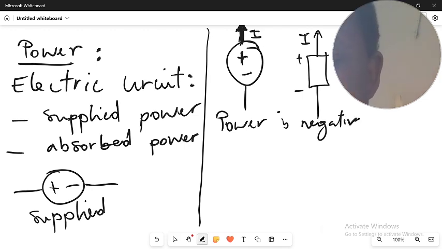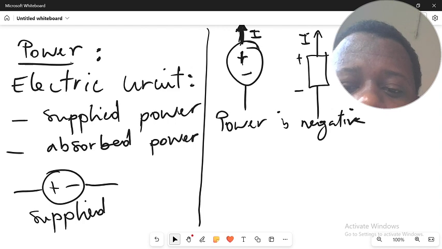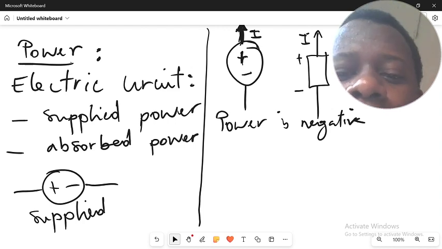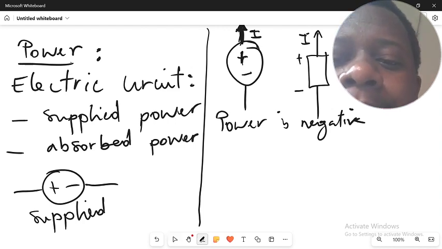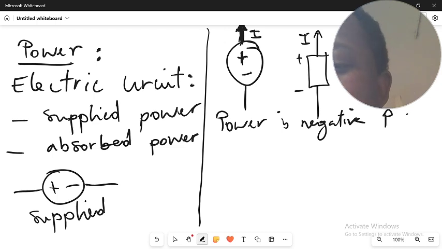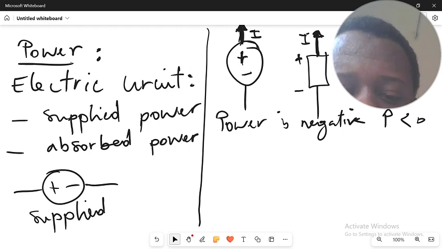The power is going to be negative. Why? Because the component is losing power. So the power will be negative. We'll consider it negative when? At what time? When the current is leaving from the positive terminal. Now, we can also say, in the same analogy, when the current is entering the negative terminal.